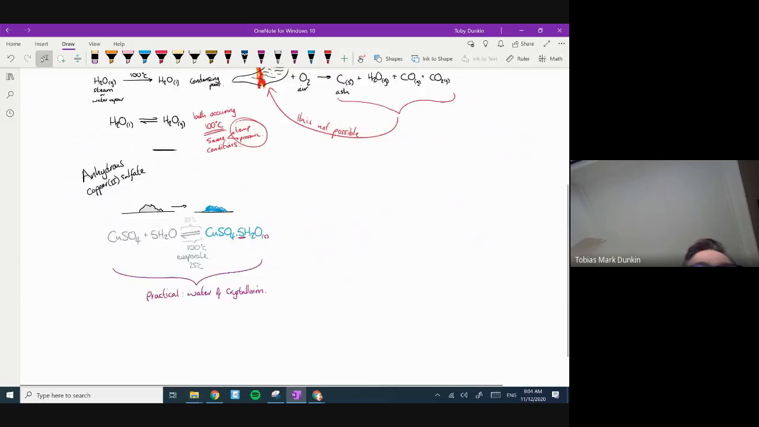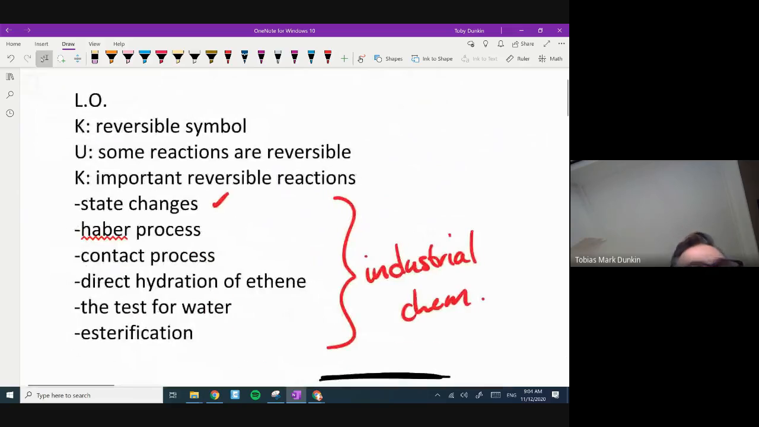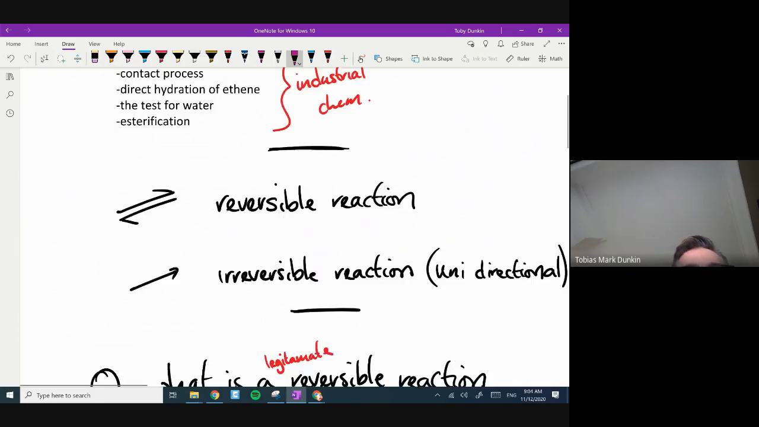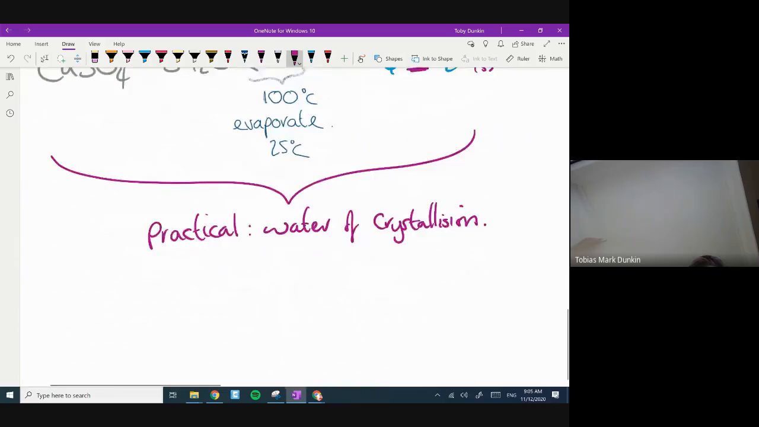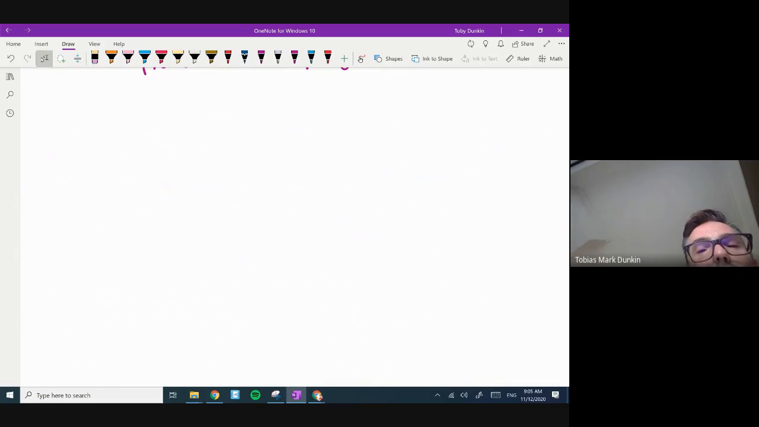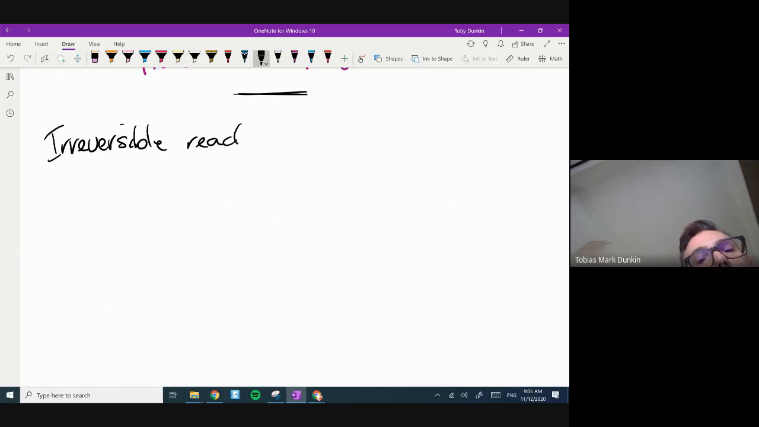Okay, so we've looked at a couple of examples, and we can definitely apply our symbol now. We know that that symbol means reversible. Some reactions are reversible and some reactions aren't. So let's have a look at some reactions that really aren't reversible, some irreversible reactions. Irreversible reactions include, number one, top answer, combustions.